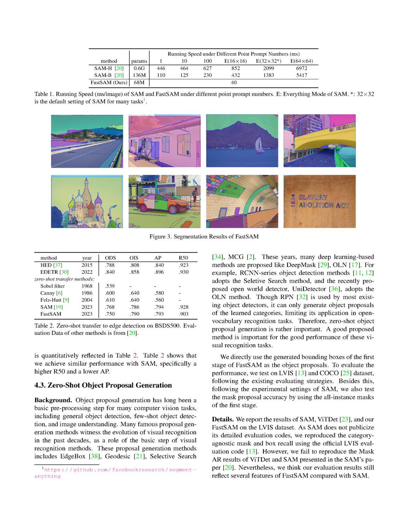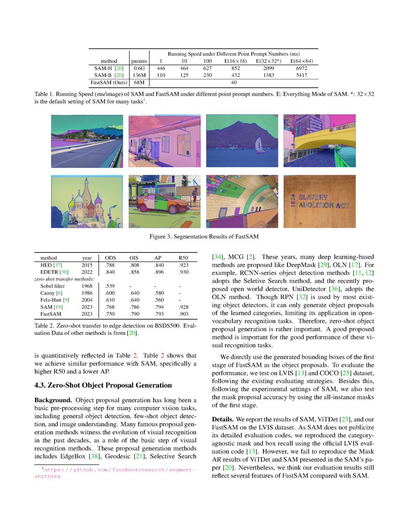Recently, many methods based on deep learning have been proposed, such as DeepMask and OLN. As an instance, RCNN series object detection methods use the selective search method, while the newly proposed open-world detector, UniDetector, employs the OLN method. However, most current object detectors use RPN, which is limited as it can only generate object proposals for the categories it has learned. This hampers its usage in open vocabulary recognition tasks. Hence, generating object proposals that can work without prior knowledge, or zero-shot, is of great importance. The quality of the proposed method is vital for achieving high performance in these visual recognition tasks.